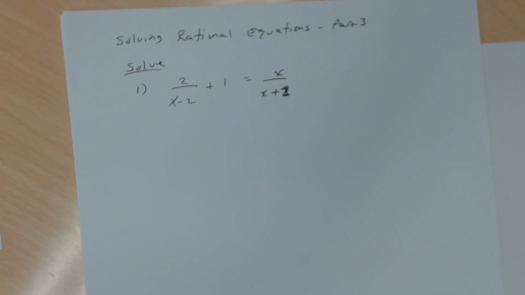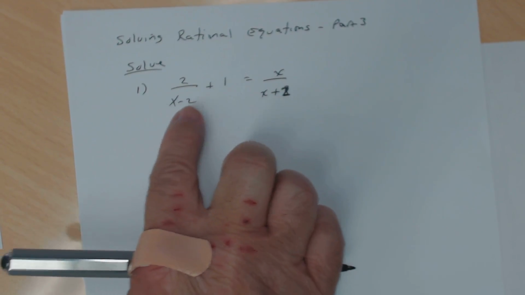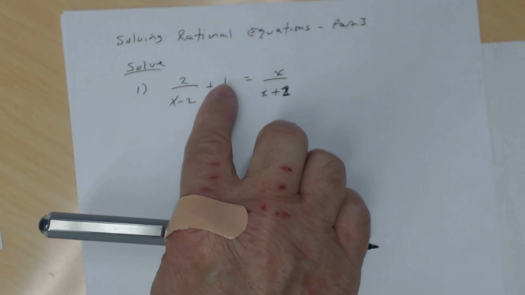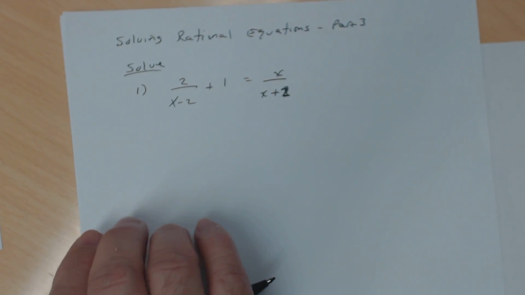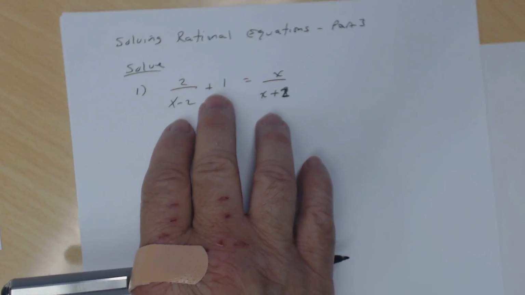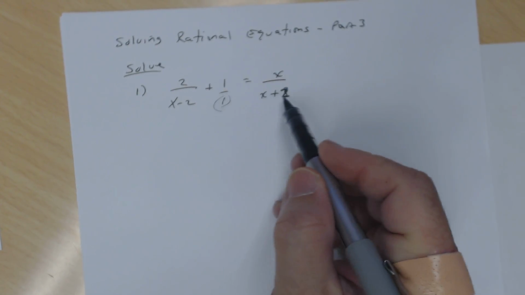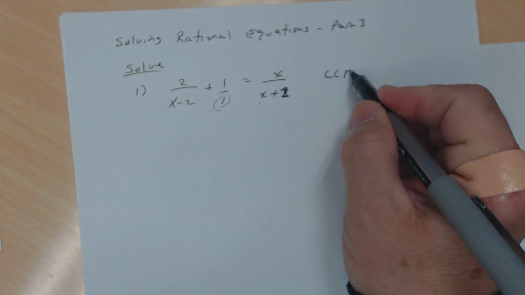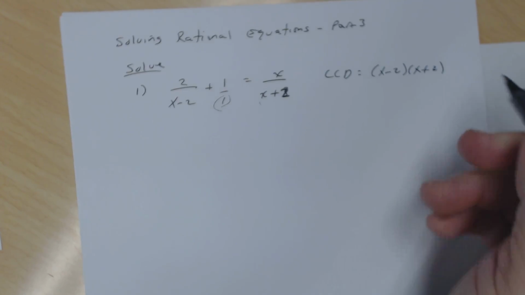First thing you have to do is factor your denominators. Notice that all three denominators, really this is 1 over 1, I can't do anything with. So the LCD would be x minus 2 times, remember this is really 1 over 1, times 1, times x plus 2. So the LCD is x minus 2 times x plus 2.